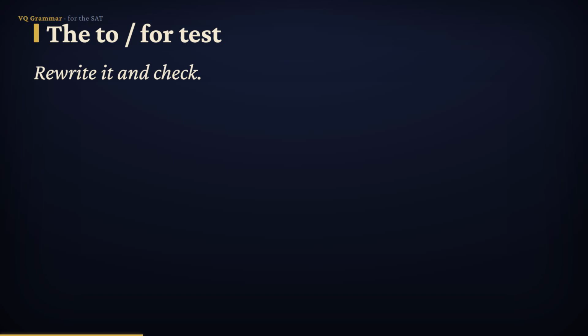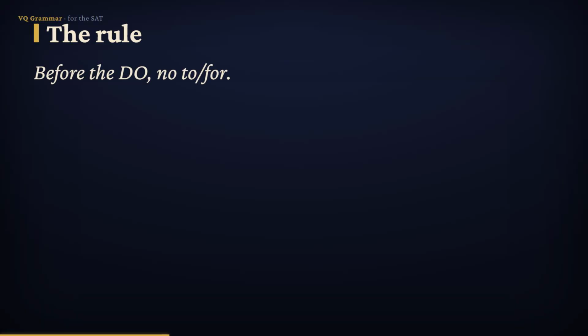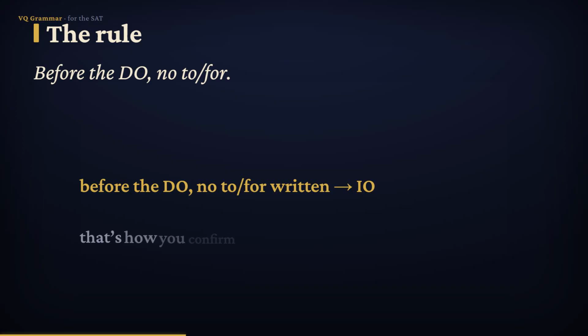Take this sentence and try rewriting it with to or for. Marisol baked Theo a cake becomes Marisol baked a cake for Theo. Since Theo can move into a for phrase, it really is an indirect object. So the test is this. If a noun sits before the direct object with no to or for in front, but you could add to or for and rephrase it, that noun is your indirect object.